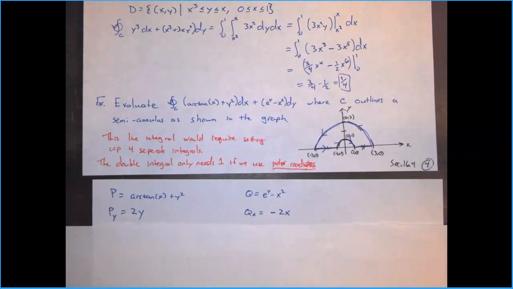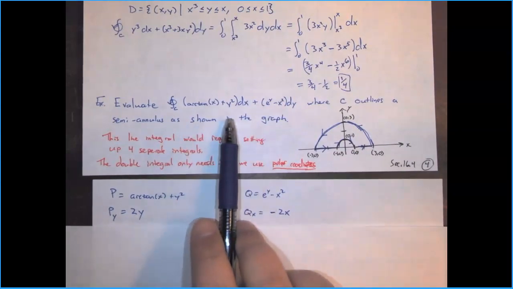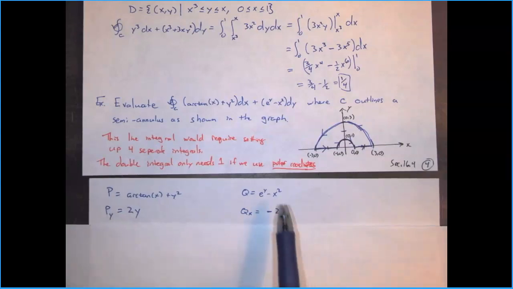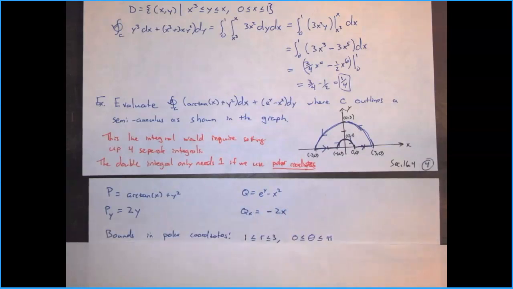Another reason we should do the double integral instead of the line integral is look what happens when we take the derivatives we need. So P was arctangent of x plus y squared. If I take a derivative with respect to y, that just becomes 2y. Much easier to deal with. I don't want to have to integrate arctangent, and so if I do the double integral, I don't have to. And with Q, I get rid of the exponential. So I take a derivative with respect to x, I get negative 2x.